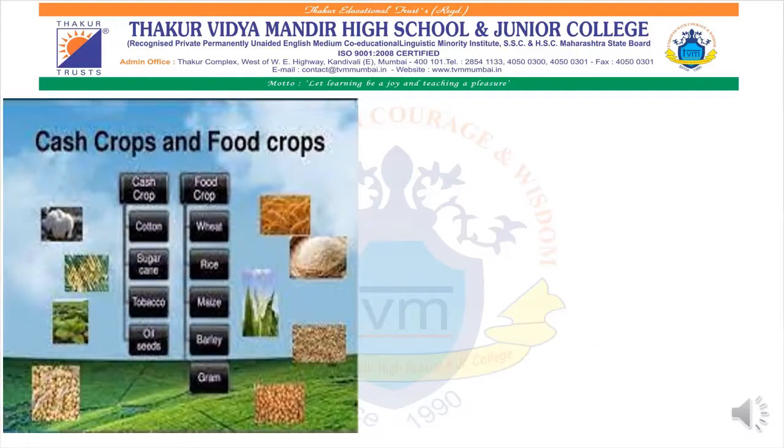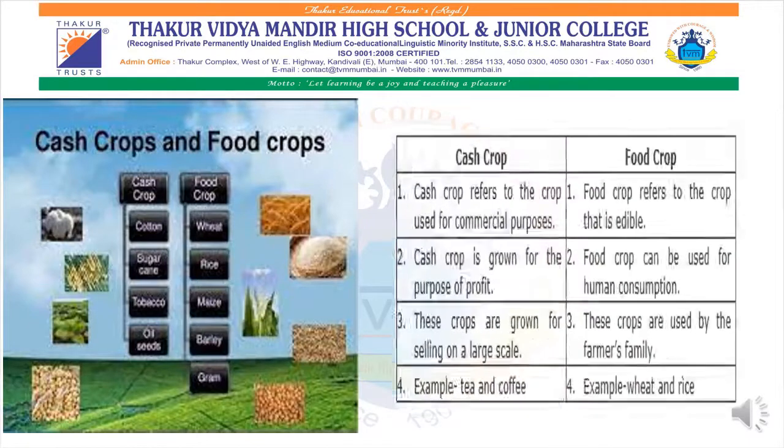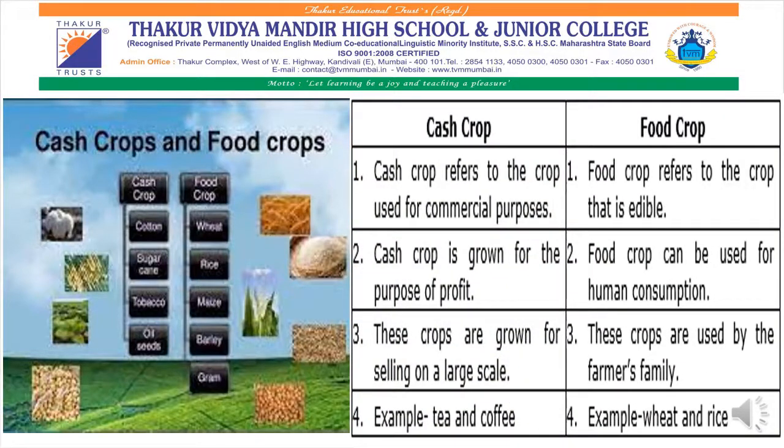Let's learn a little more about the crops. There are 2 types of crops. One is cash crops and one is food crops. But what is the difference between these two? What is called cash crops and what is food crops? Now, cash crop refers to the crop used for commercial purpose. Now, commercial purpose is what? For sale and get the money, earn the money from it.